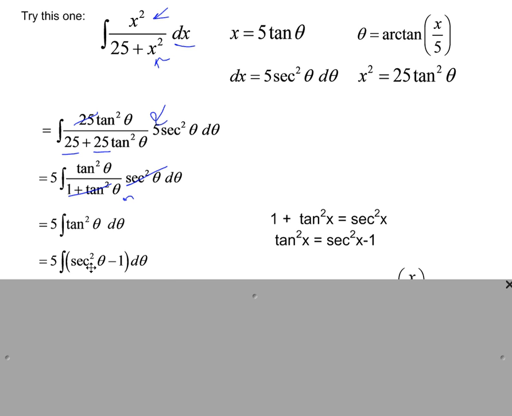Because what's the antiderivative of the secant squared? Tangent. What's the antiderivative of 1 d theta? That's just theta.